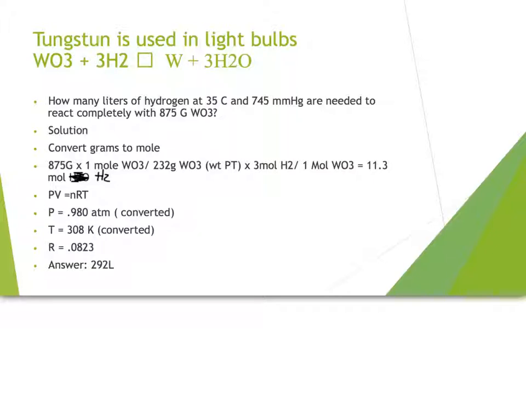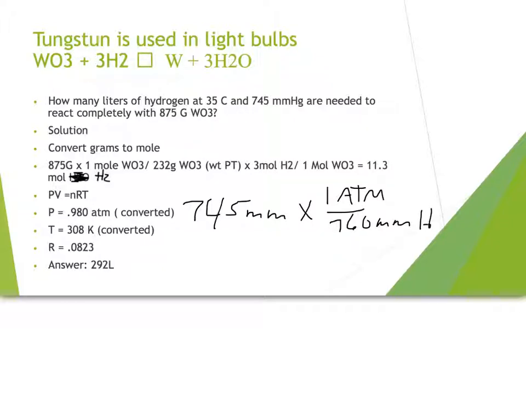Our pressure was stated as 745 millimeters of mercury. Now, because this is the ideal gas law, we need to have this in atmospheres. So we take our 745 millimeters of mercury. We use our conversion, 760 millimeters of mercury equals 1 atmosphere. We do the math, and that's where we get the 0.98 atmospheres.